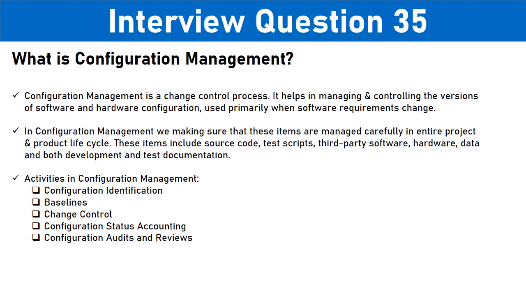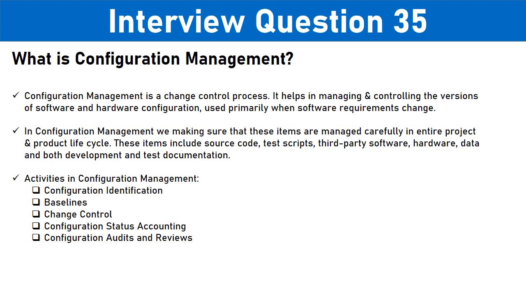What is configuration management? Configuration management is a change control process. It helps in managing and controlling the versions of software and hardware configuration, used primarily when software requirements change. In configuration management, we make sure that these items are managed carefully in the entire project and product life cycle. These items include source code, test scripts, third-party software, hardware, data, and both development and test documentation.